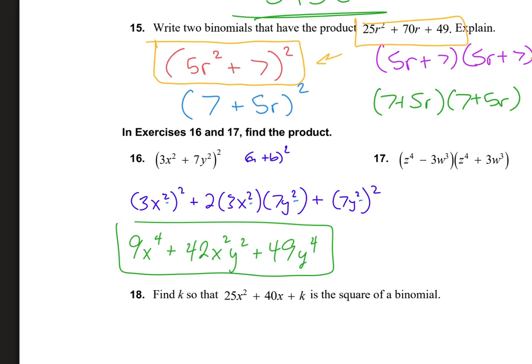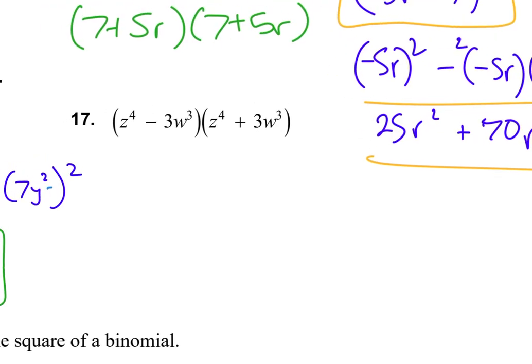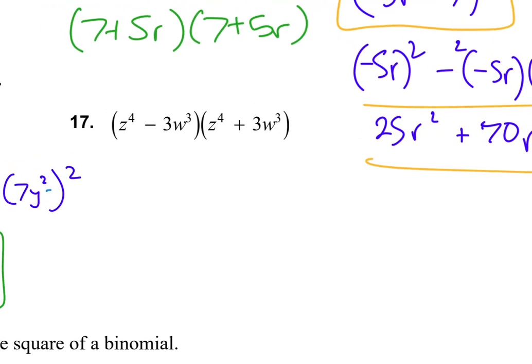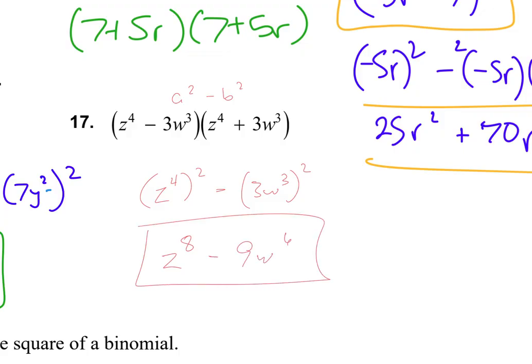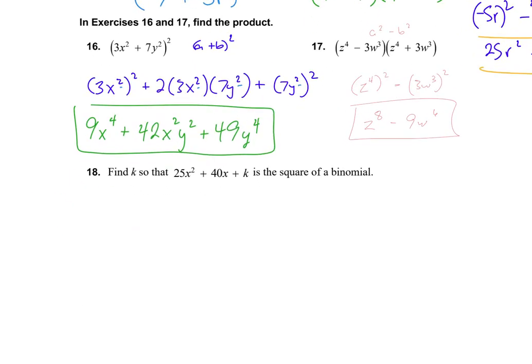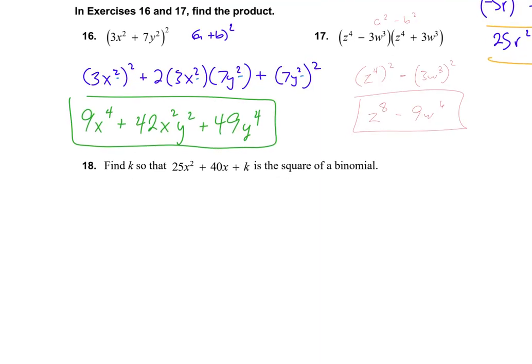There's that one. 17. Okay, this one is going to be the one that fits a squared minus b squared. So that's nice, because now it's just z to the 4th squared minus 3w cubed squared. So we get z to the 8th minus 9w to the 6th. I like it. Last one, find k so that this is the square of a binomial.